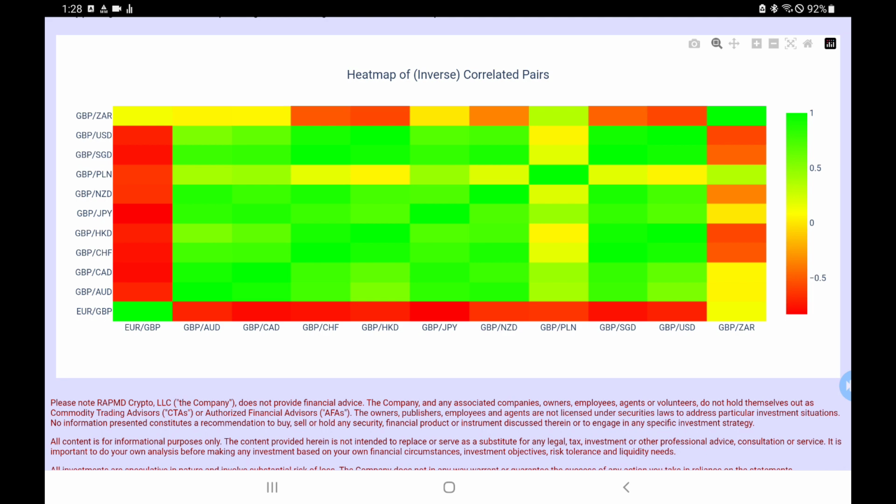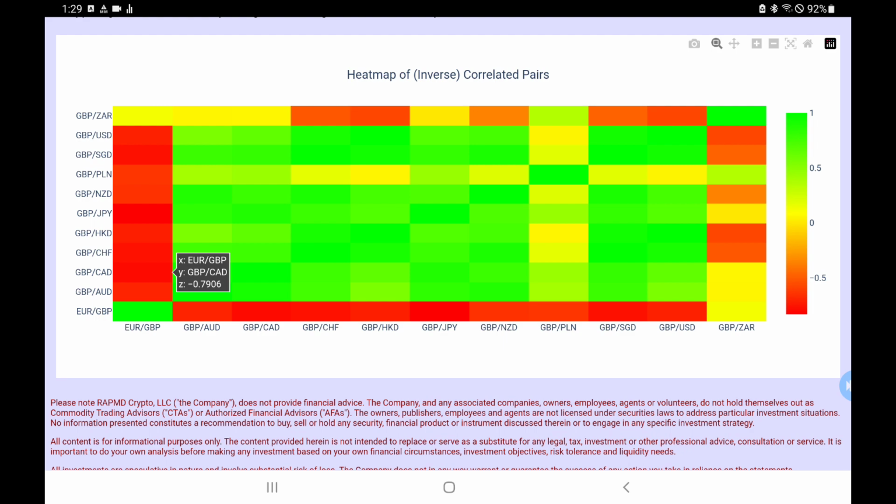-1 means they are completely opposite. 1 means they are completely trending in the same direction. And a 0 means they have no relationship at all. So let's start with a -1, an inverse correlation. So we see here that if you were to trade the Euro GBP and the GBP Canadian dollar, they trend opposite of each other.